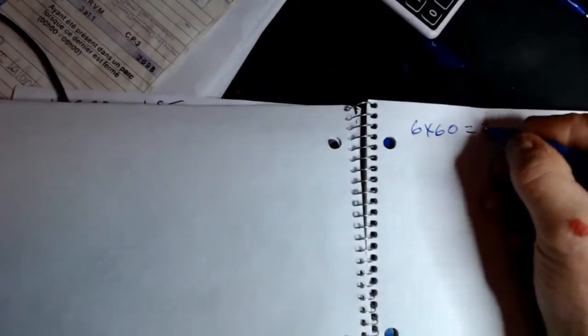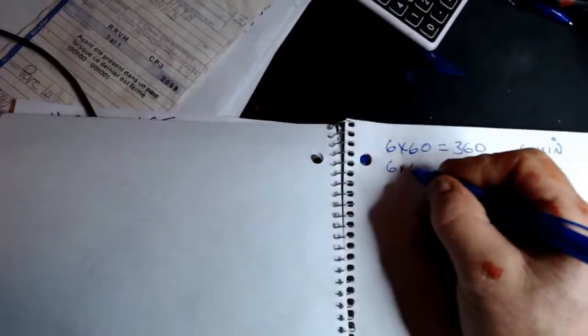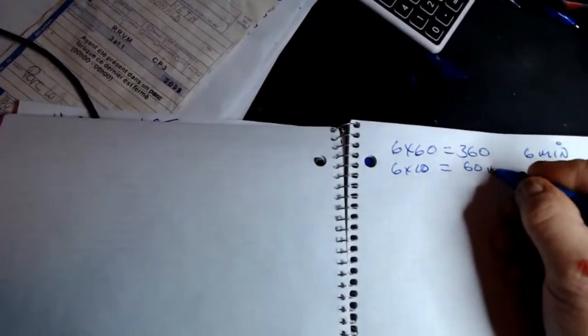6 times 60 equals 360. So this is 6 minutes. I want to see how small I can go. I know I broke away from the last equation. So that's 6 minutes, so this has to happen 6 times 10 in an hour, which equals 60 minutes.